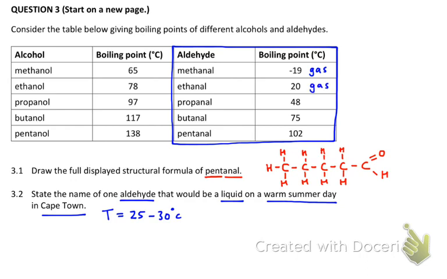Ethanal boils at 20 degrees, so it also will be a gas. Propanal only boils at 48 degrees. Now it's not going to get up to 48 on a warm summer's day, and so that wouldn't have boiled yet, so that will still be a liquid. In fact, all the others will be liquids, so any one of those three would have been the correct answer: propanal or butanal or pentanal.